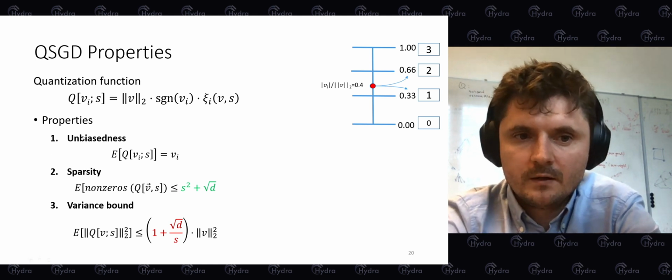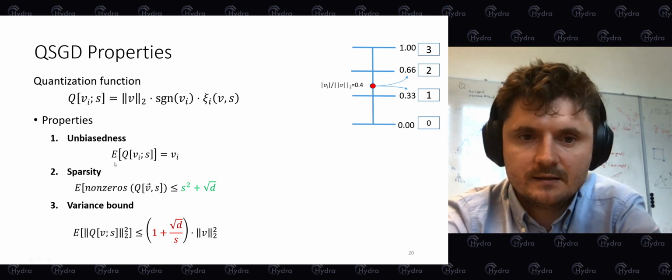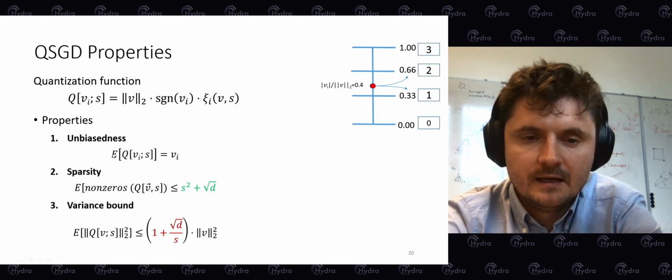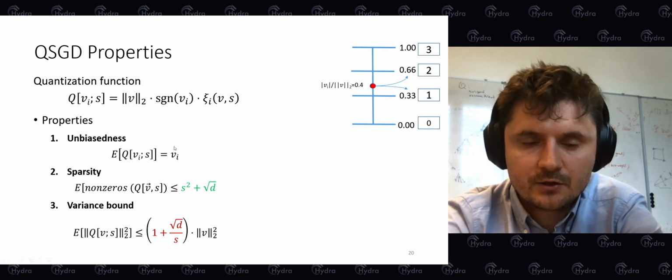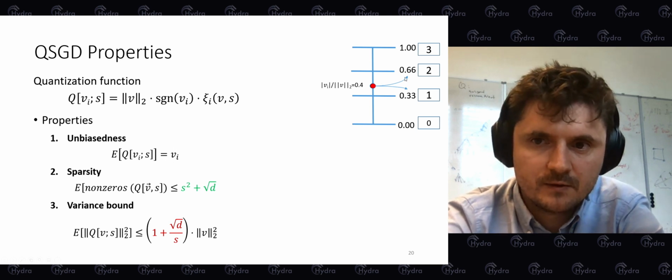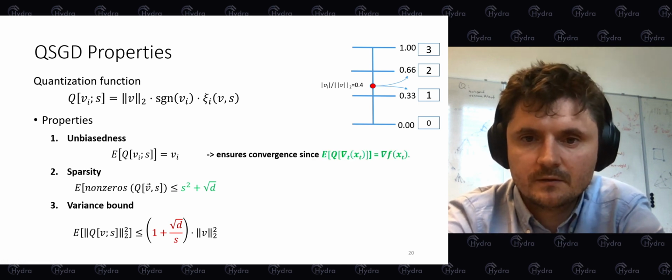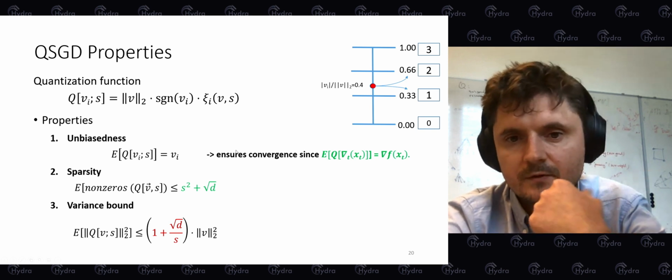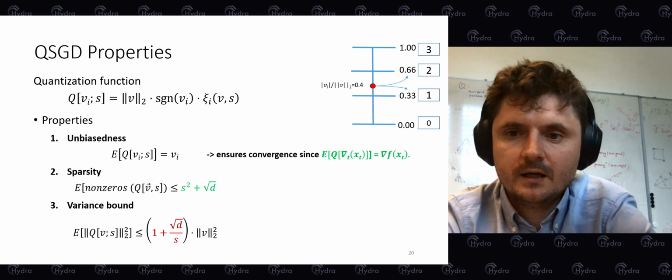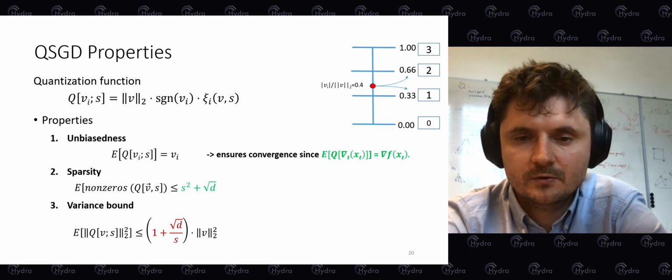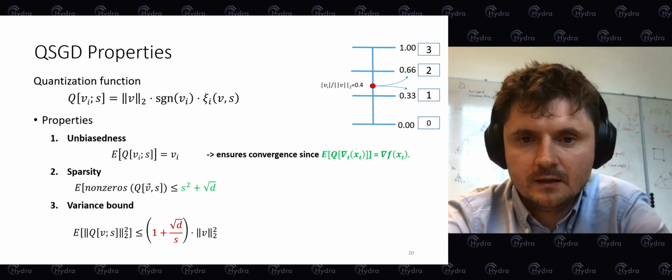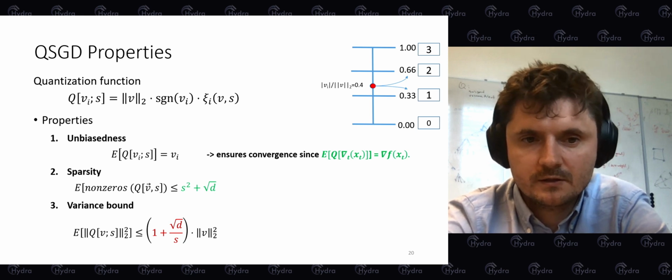The first thing that's nice is that this quantizer is unbiased, by which I mean that in expectation, the quantized value equals the actual value that you had. This is the main reason why we do this rounding in a probabilistic fashion. And this is important at the theoretical level because it ensures convergence, if you remember the discussion we had at the beginning. You needed the gradient estimator to be unbiased in order for SGD to work.